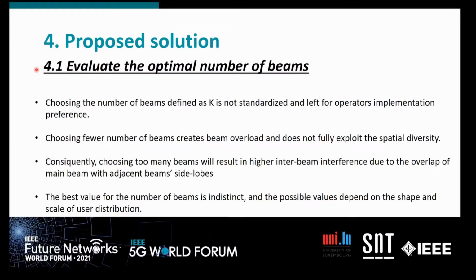Choosing the number of beams, defined as K, is not standardized and is left for operators' implementation preference. However, choosing a fewer number of beams creates beam overload and does not fully exploit spatial diversity. Consequently, choosing too many beams will result in higher inter-beam interference due to the overlap of the main lobe with adjacent beam side lobes. The best value for the number of beams is indistinct, and the possible values depend on the shape and the scale of the user distribution.